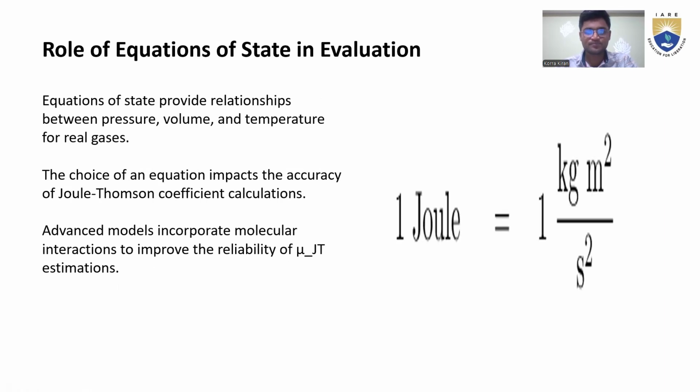And the role of the equation of state in evaluation. The equation of state provides a relationship between pressure, volume, and temperature for a real gas. The choice of equation impacts the accuracy of the Joule-Thomson coefficient calculation. With this equation, we can calculate the Joule-Thomson coefficient. Advanced models incorporate molecular interactions to improve the reliability of mu estimation.